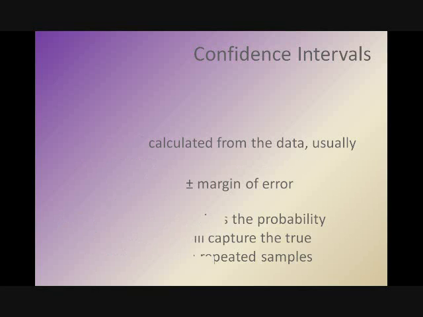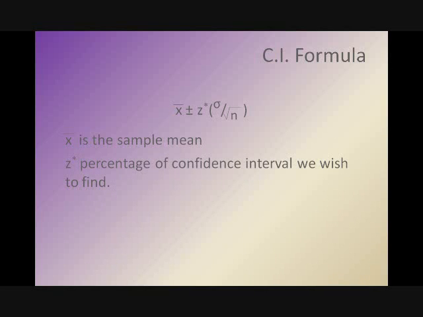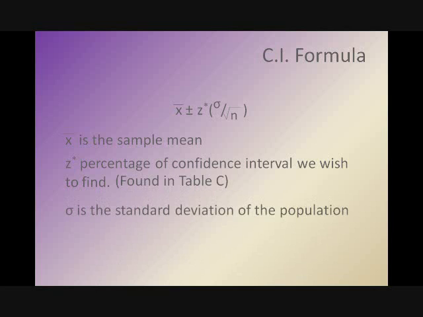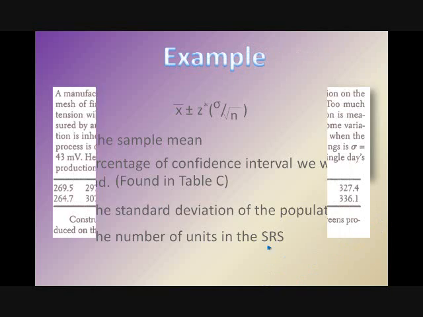The confidence interval formula is x bar plus or minus z star times the standard deviation over the square root of n. X bar is the sample mean. Z star is the percentage of the confidence interval we wish to find. We can find this in table C. The standard deviation is the standard deviation of the entire population, while n is the number of units in the simple random sample.